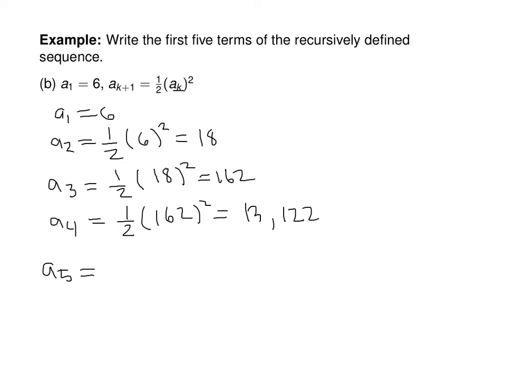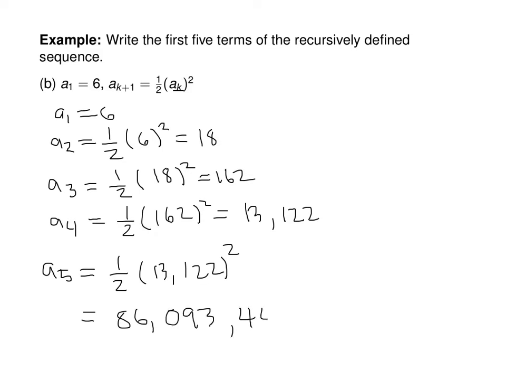A sub 5 will be 1/2 of 13,122 squared, which is 86,093,442.